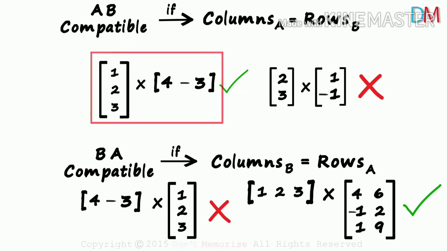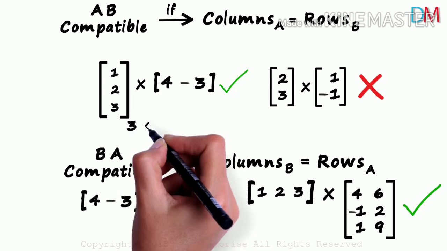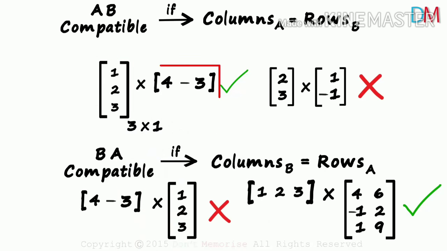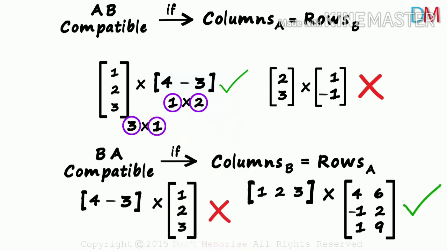Look at the first example. The first matrix has 3 rows and 1 column. Its order will be 3 by 1. The order of the second matrix will be 1 by 2. We see 4 numbers here. Multiplication is possible only if the second and the third numbers are equal. 1 is equal to 1.